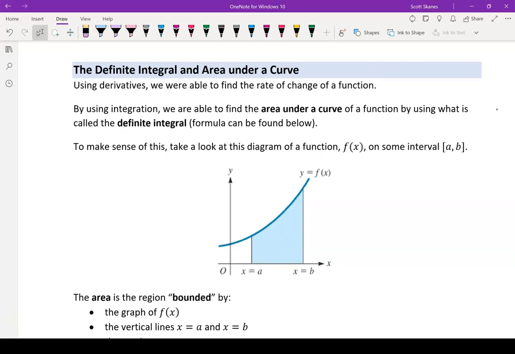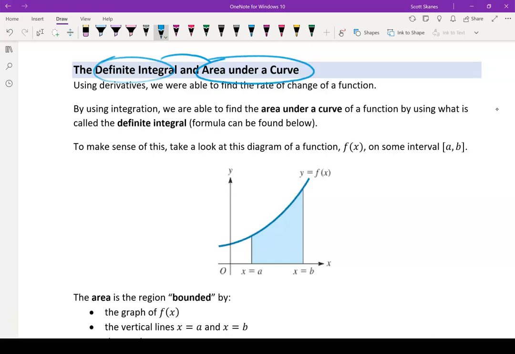But let's get into the final topic of Math 1140, whatever the name of this course is. Which is the definite integral. So the definite integral and area under the curve, those are two ideas that are related. Definite integral and area under the curve.